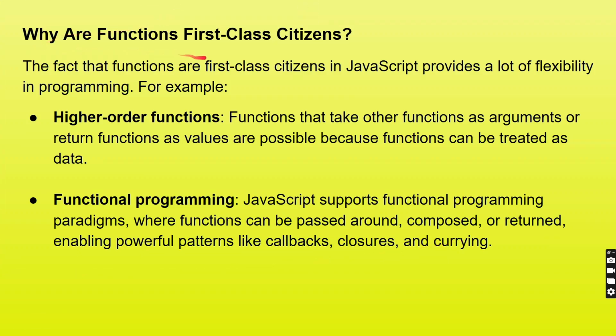Why are functions first class citizens? The fact that functions are first class citizens in JavaScript provides a lot of flexibility in programming. For example, higher order functions: functions that take other functions as arguments or return functions as a value are possible because functions can be treated as data. Functional programming: JavaScript supports the functional programming paradigm where functions can be passed around, composed, and returned, enabling powerful patterns like callbacks, closures, and currying.